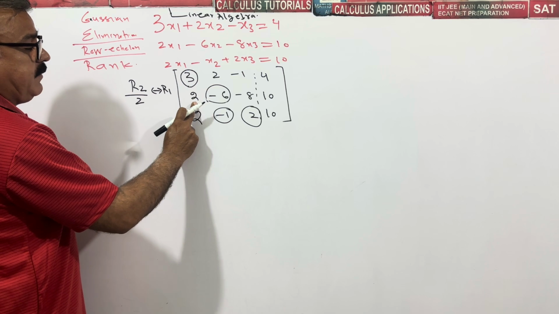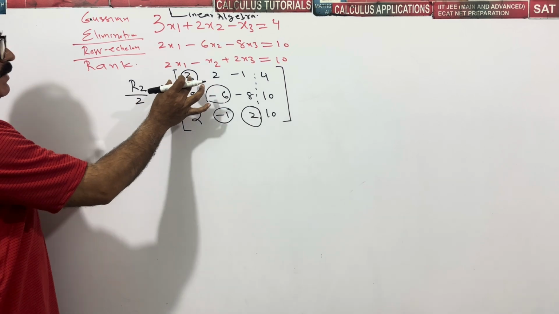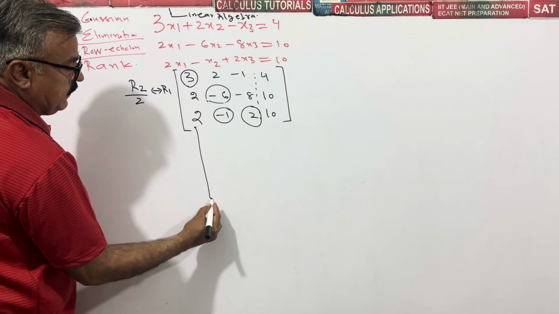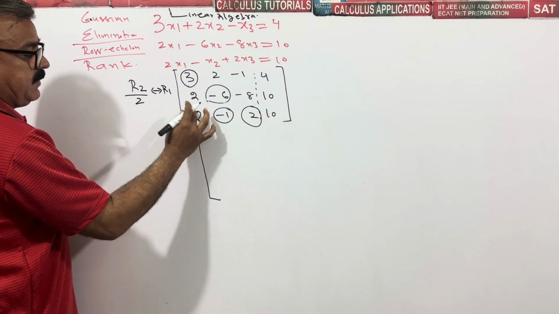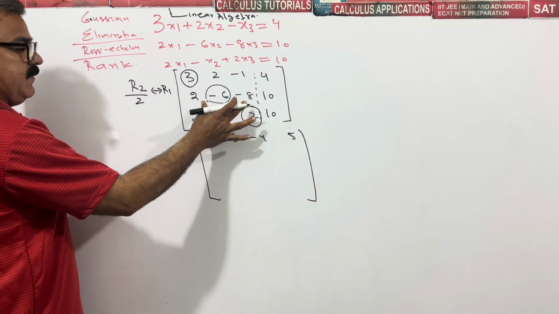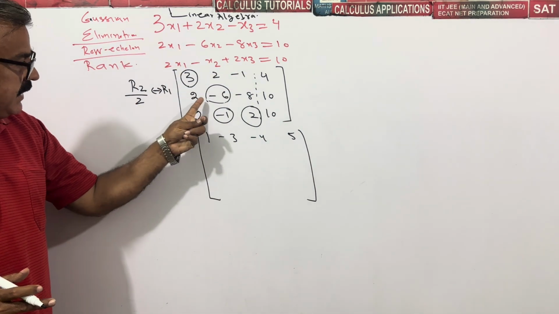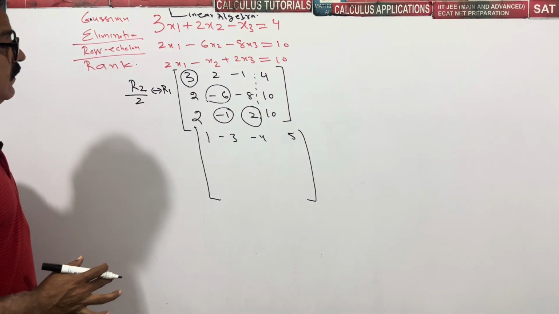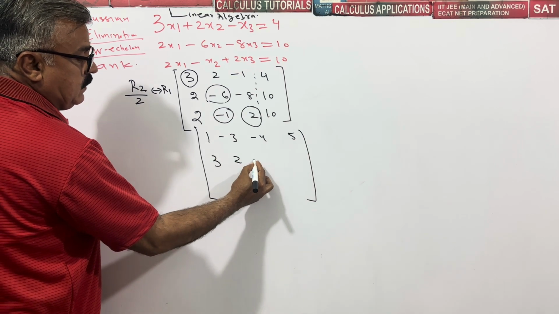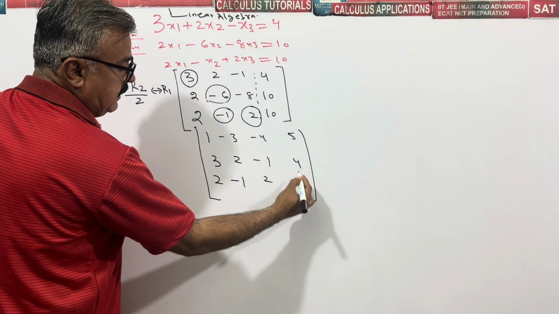Dividing by 2, it will become 1, minus 3, minus 4, 5, and we interchange with R1, and we are going to manage the pivot element in the first row, first column as 1. We have divided R2 by 2 and interchanged with R1. I have written the result of dividing R2 by 2 instead of R1. Now R1 will be instead of R2: 3, 2, minus 1, 4. R3 is the same: 2, minus 1, 2 and 10.